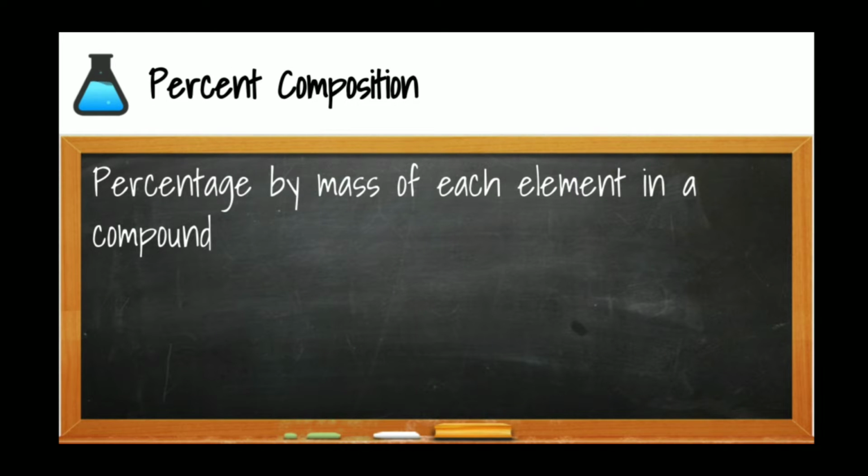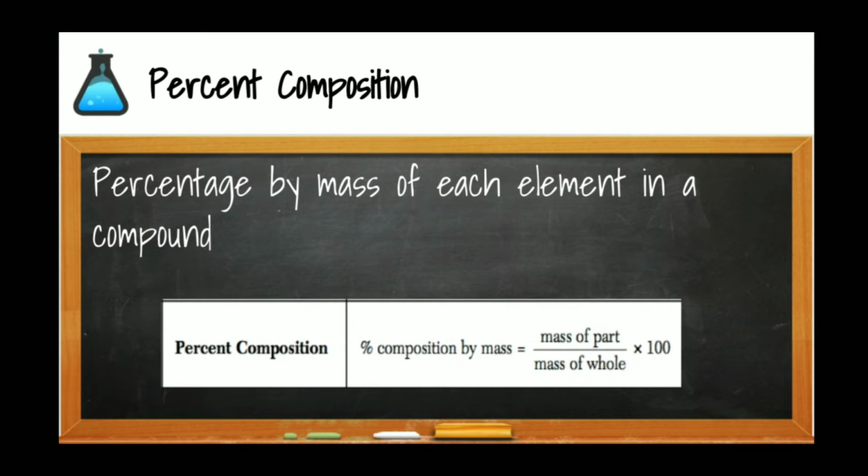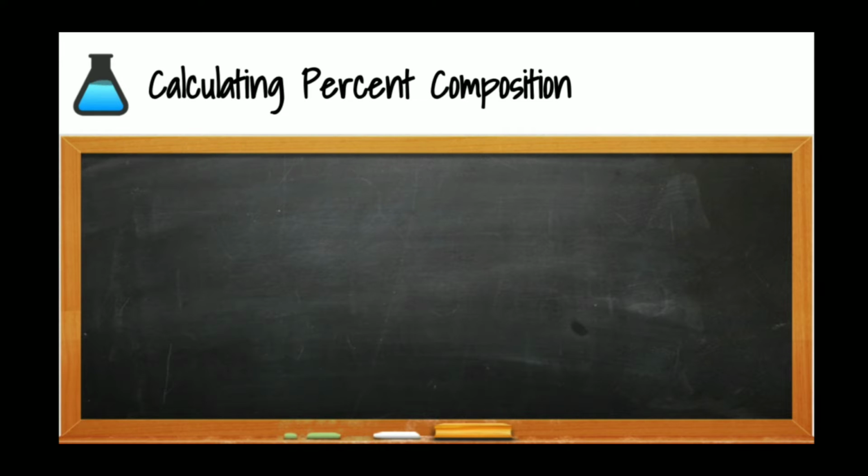Percent composition is the percent by mass of each element in a compound. It can be calculated using this equation found on the back of your reference table, Table T. Let's do an example problem together.